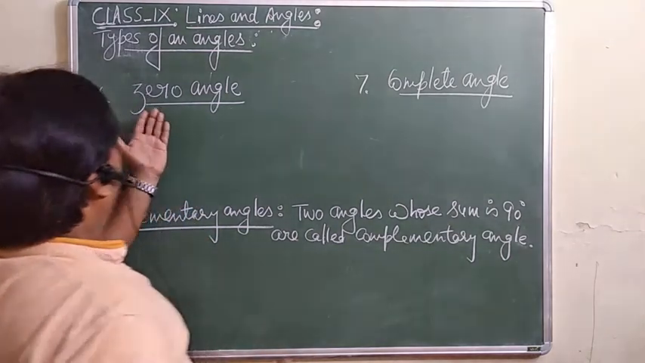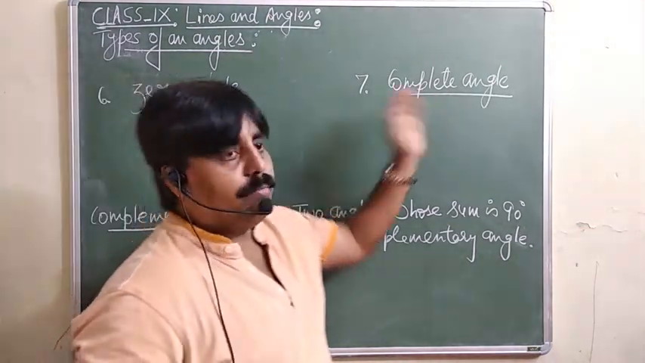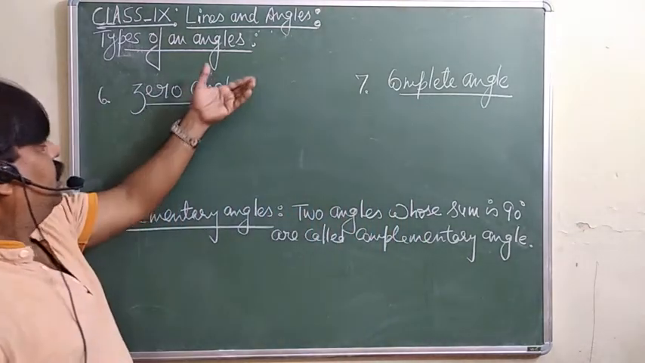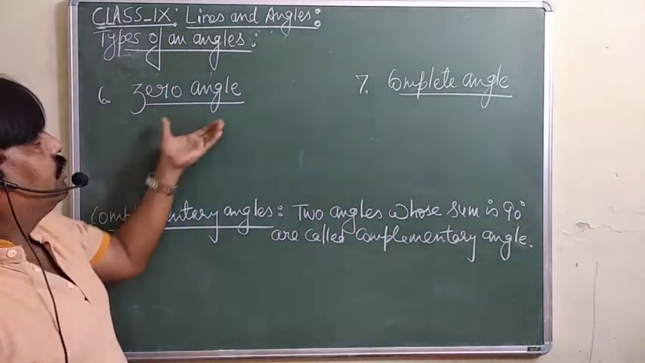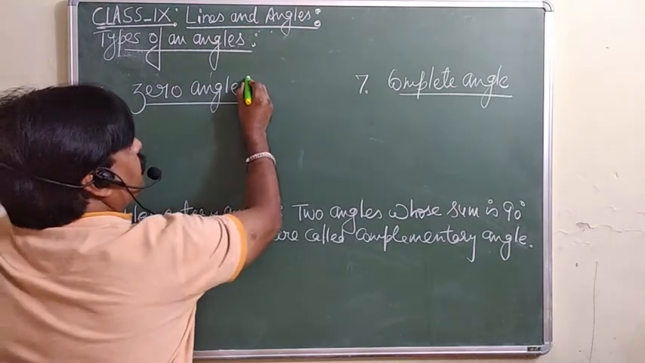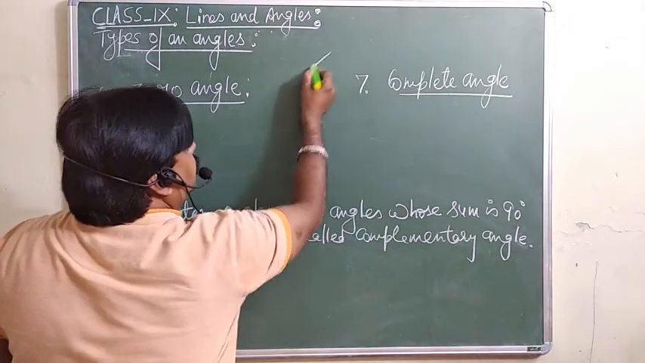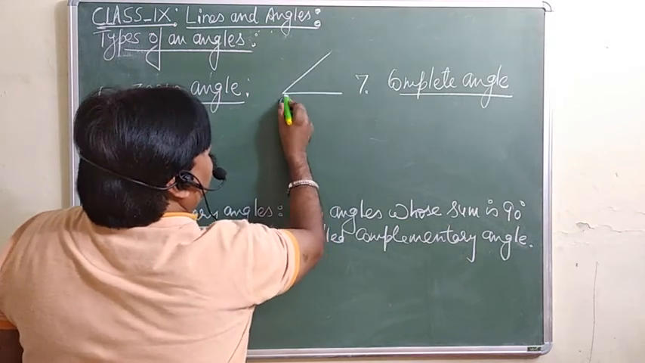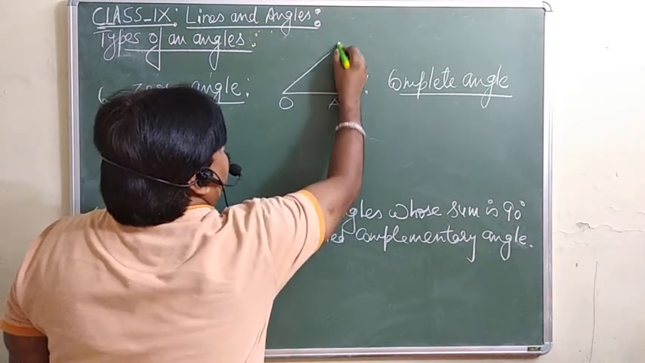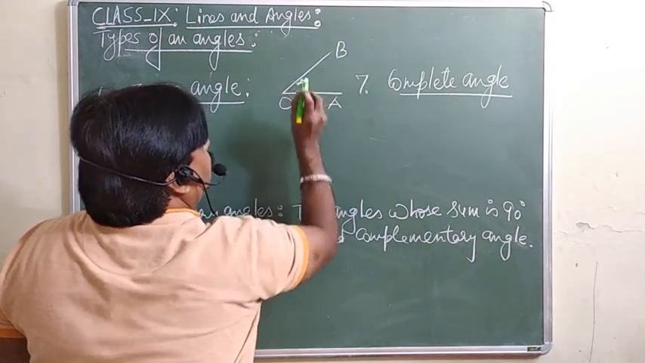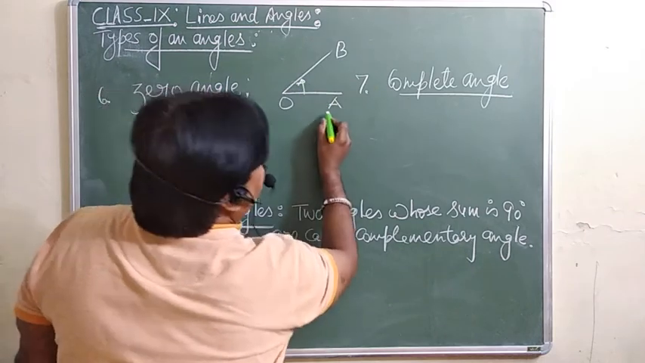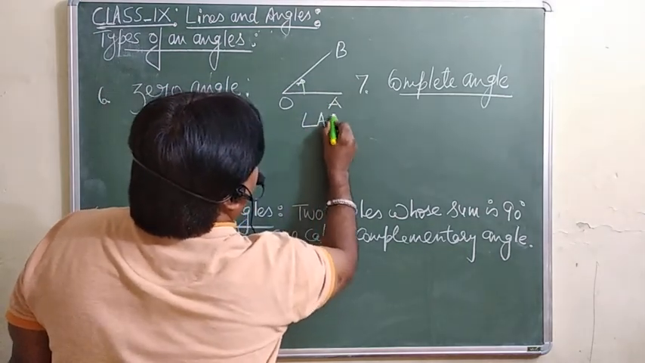Okay, now we will discuss the zero angle and complete angle. So just look here and try to understand when the angle will be the zero angle. See, if we talk about the definition of an angle, the definition we discussed was: if two line segments meet at a point, they form an angle. This is your angle. AOB is your angle.